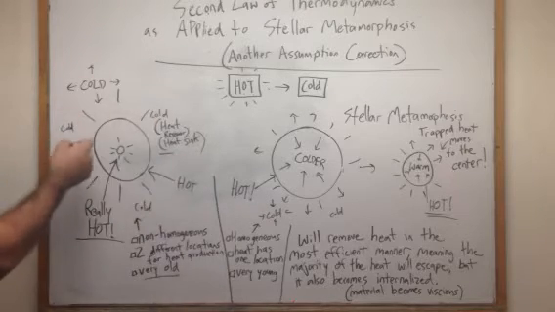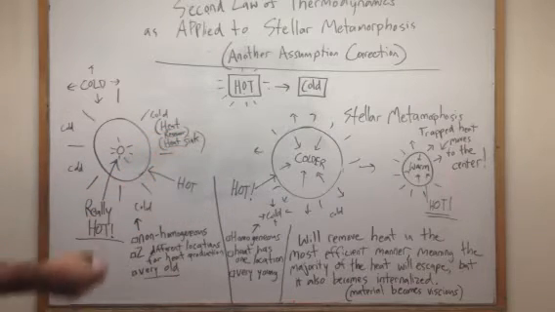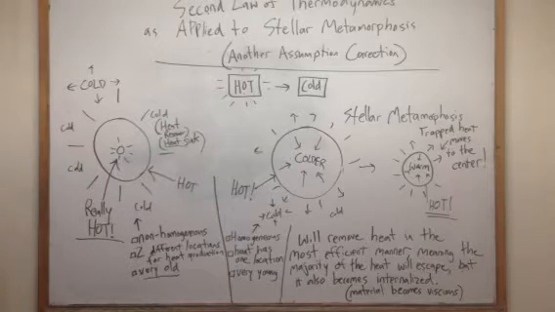Outer space acts as the heat reservoir or the heat sink, meaning it can absorb an incredible amount of heat, and it constantly absorbs it. Meaning the sun can radiate and radiate, and outer space will suck up all that heat like nothing. Outer space doesn't care about how hot the sun is.